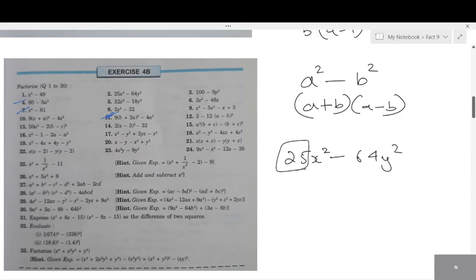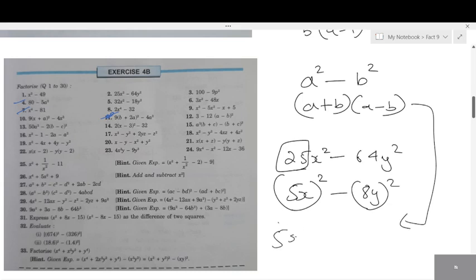Check the number, 25 is a perfect square. How can I write 25? How do you convert this to a square? 5x the whole square. And for 64, now use this formula. It becomes 5x plus 8y, 5x minus 8y.